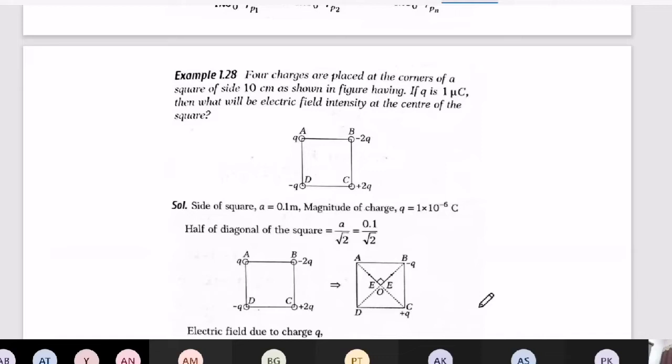See here. Four charges are placed at the four corners of a square of side 10 centimeter. And usually three shapes they will give for this kind of question. One is triangle, one is square or rectangle, another one is hexagon sometimes. Very rarely they will give cube.